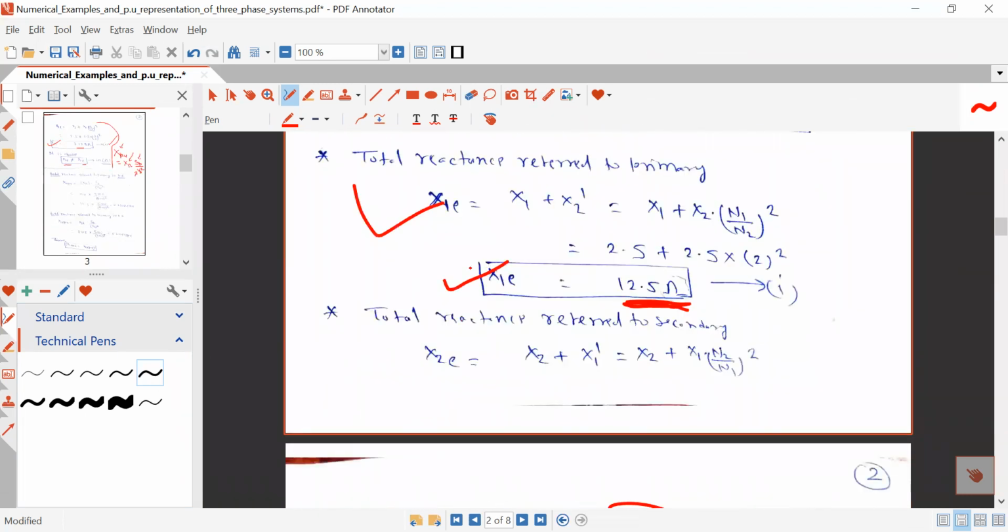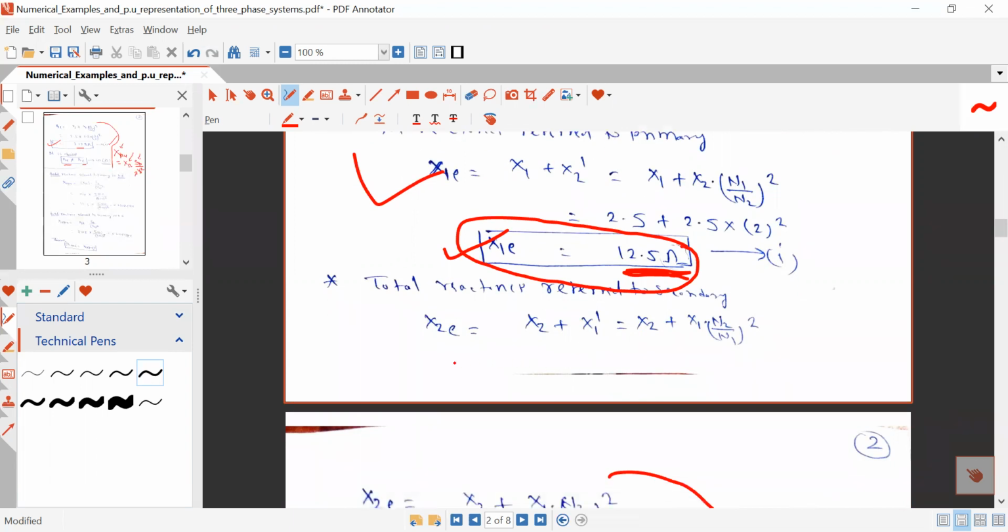So how will you calculate this value in per unit, or you can say the total reactance of the transformer referred to the primary in per unit? You can use the formula X1E per unit will be X1E actual into SB by VB square.